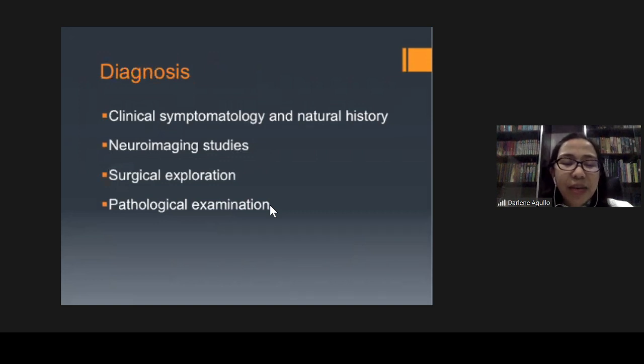Okay, so diagnosis again is via clinical symptomatology and natural history of the tumor, of the lesion. Neuroimaging studies will confirm the location and type, more or less, no? The type of lesion. Surgical exploration, this is both diagnostic and therapeutic, and of course, pathologic examination will confirm the histologic etiology of the tumor.